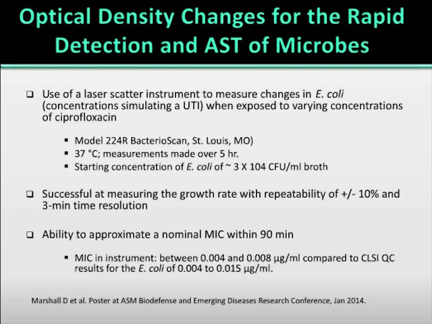Very good results in 90 minutes as compared to a usual 8 hours in an instrument to an overnight manual method of determining a susceptibility of isolated colonies.